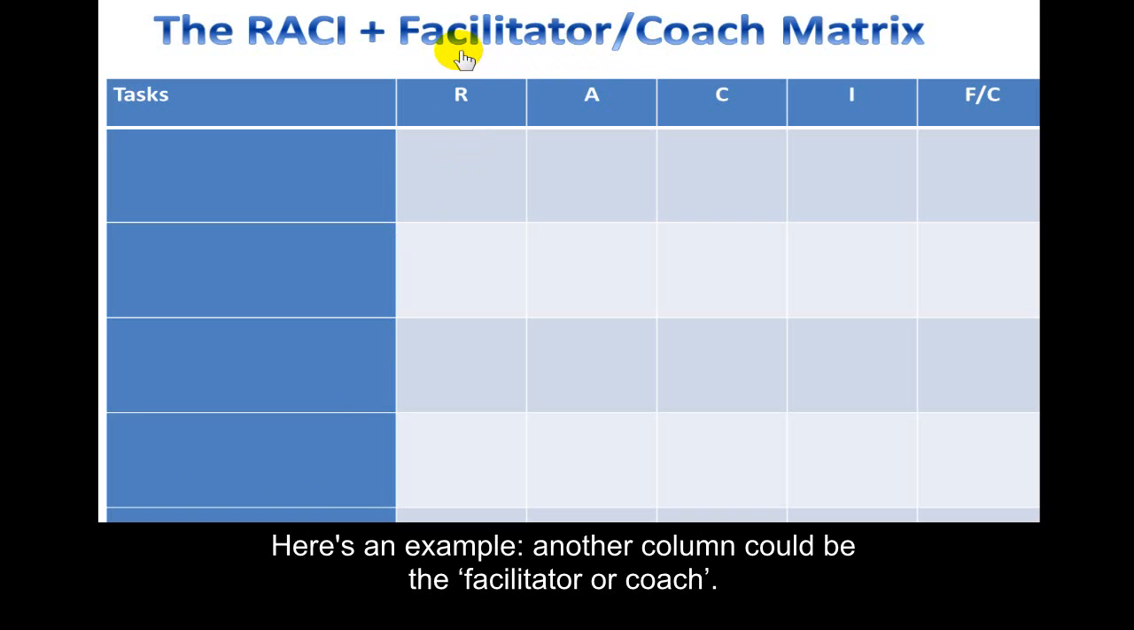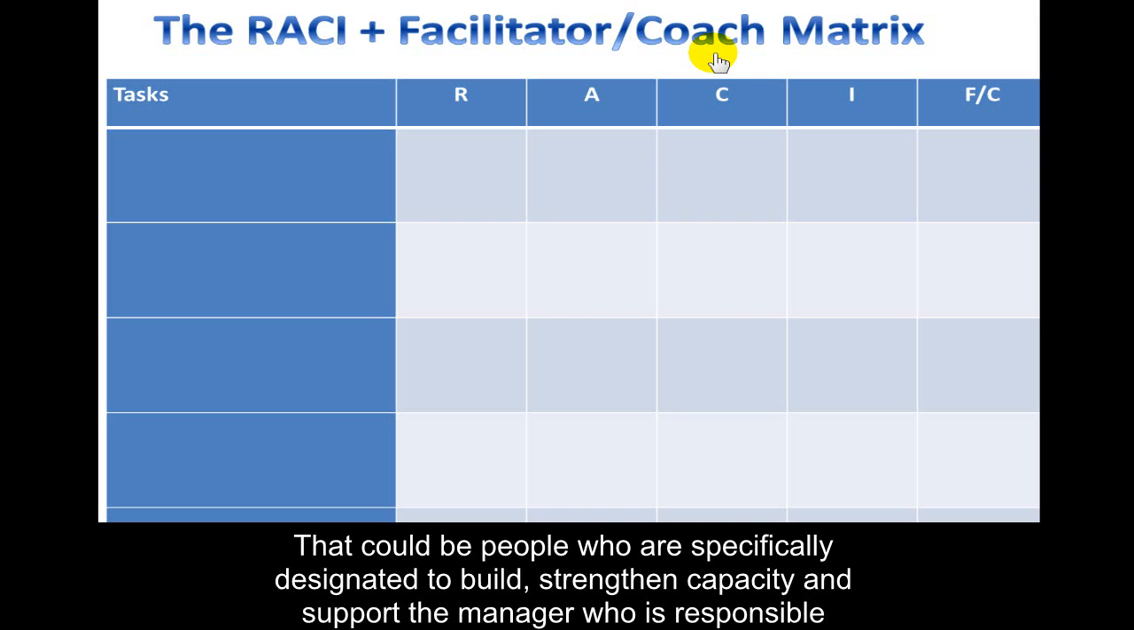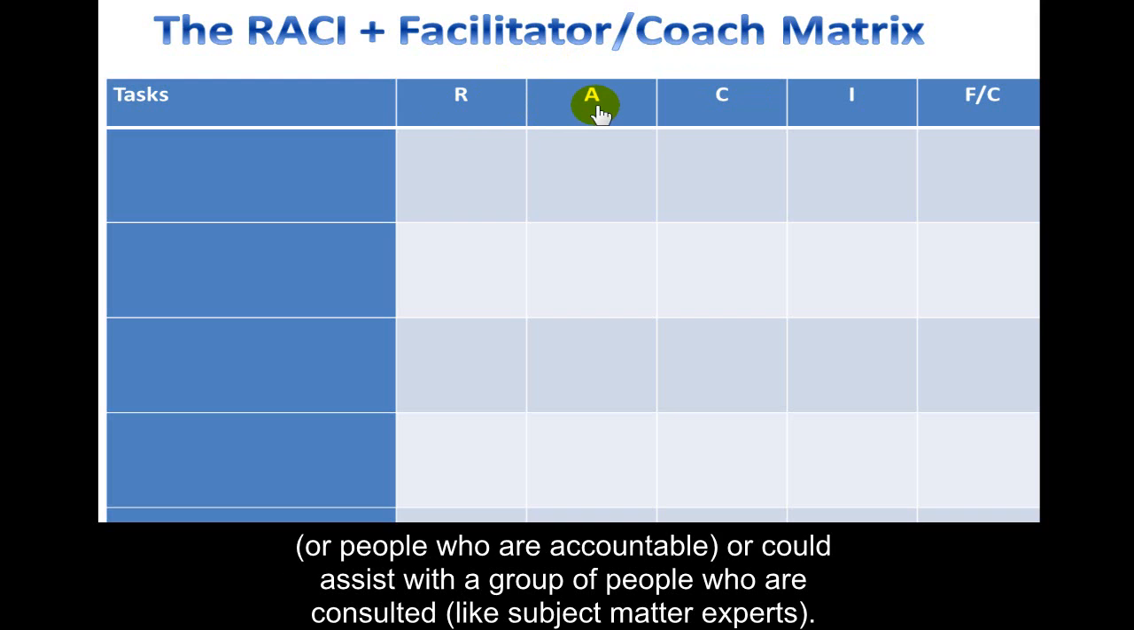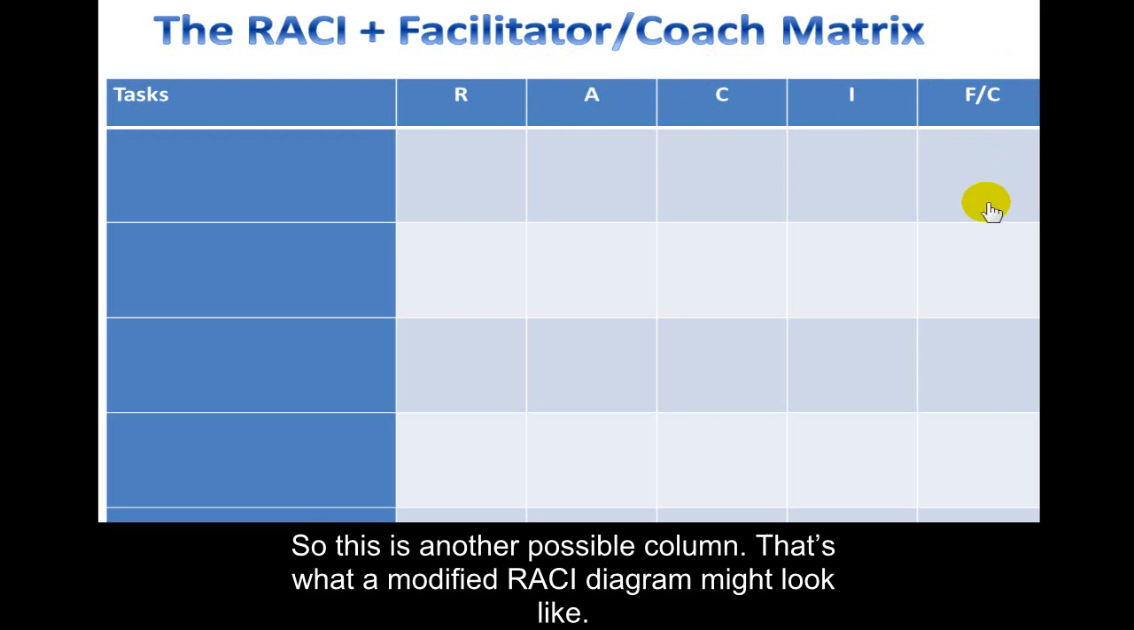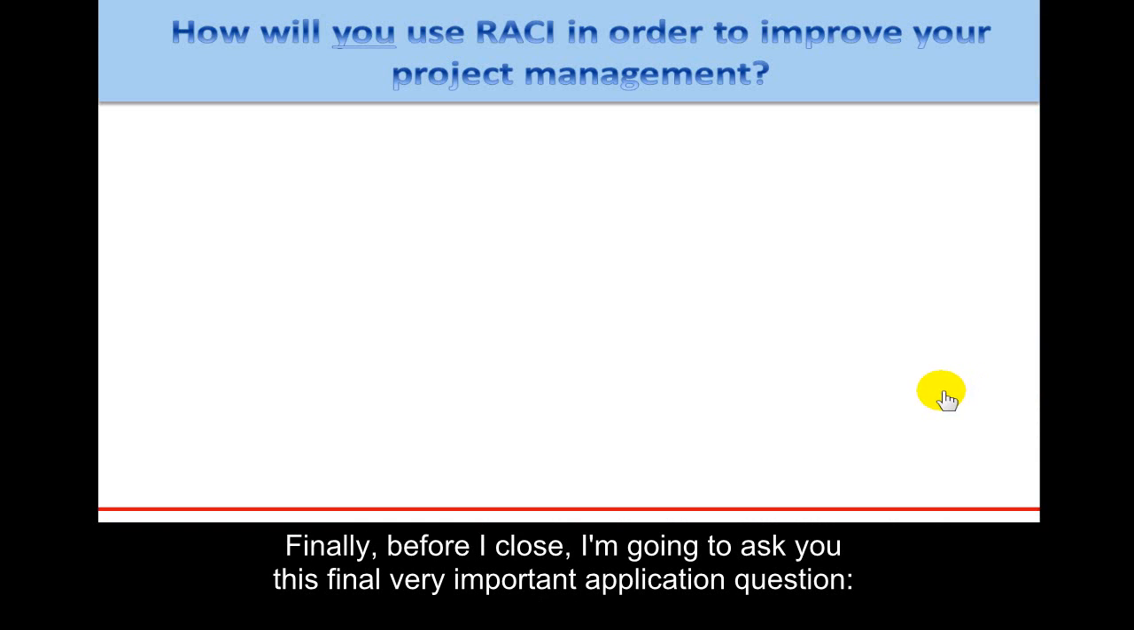Another column could be the facilitator or the coach, and that could be people who are specifically designed to build and strengthen capacity and support perhaps the manager who is responsible, or people who are accountable could assist with a group of people who are consulted, if it's like subject matter experts. So this is another possible column, and that's what a modified RACI diagram might look like.